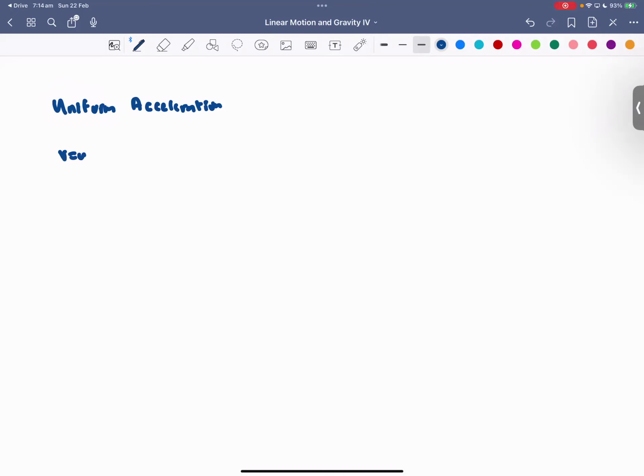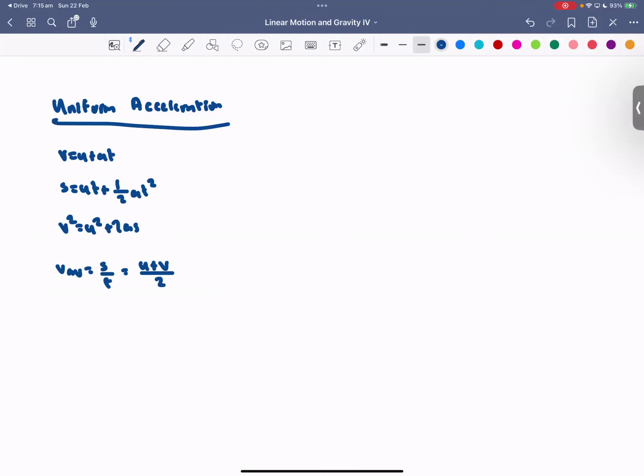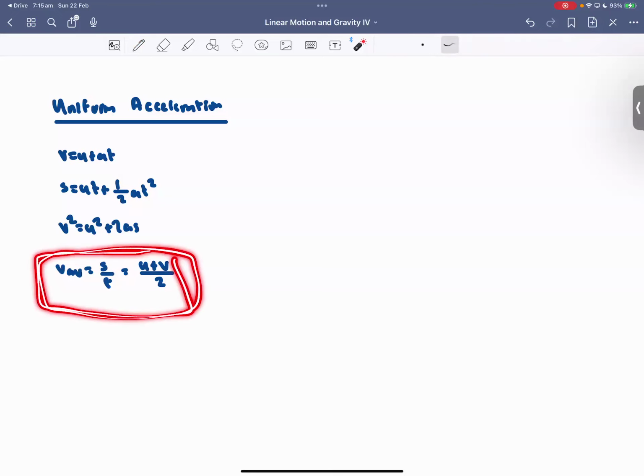There are 4 equations that you can use. The 4 equations are v = u + at, s = ut + ½at², and v² = u² + 2as. You can also use this formula, v average equals s on t equals (u + v) on 2. Those are the formulas for uniform acceleration. We are unlikely to be using this one today.